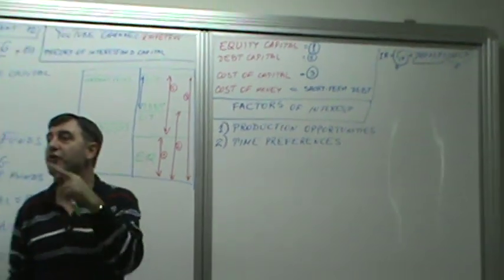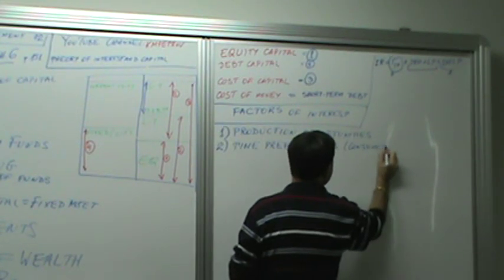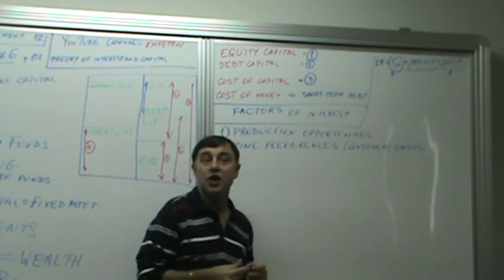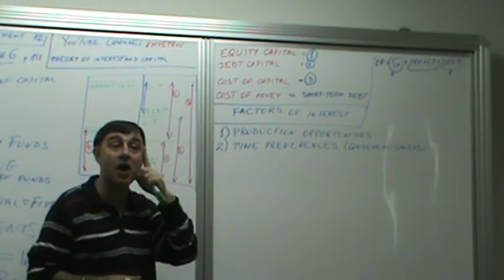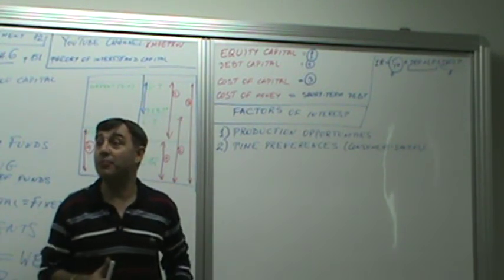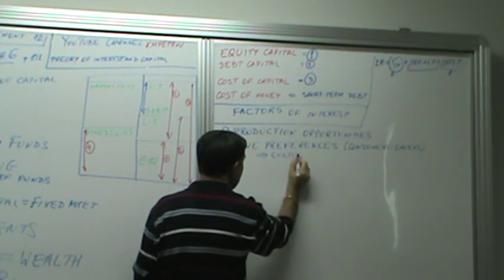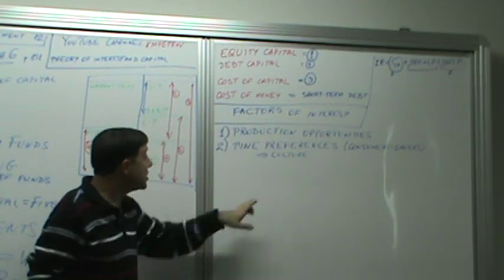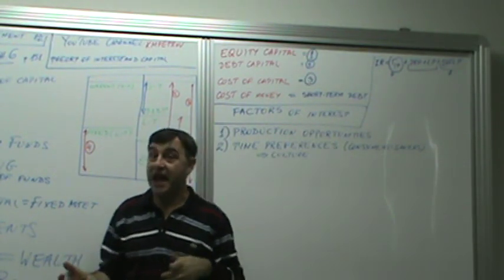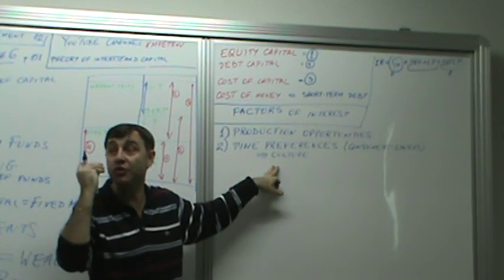And time preferences refer to consumers, as in savers. Well, time preferences depend on the state of the economy, but the most important factor in preference to save versus consume is actually culture. Asian cultures are a lot more oriented towards savings, and Western culture is oriented towards consumption and consumerism, okay?